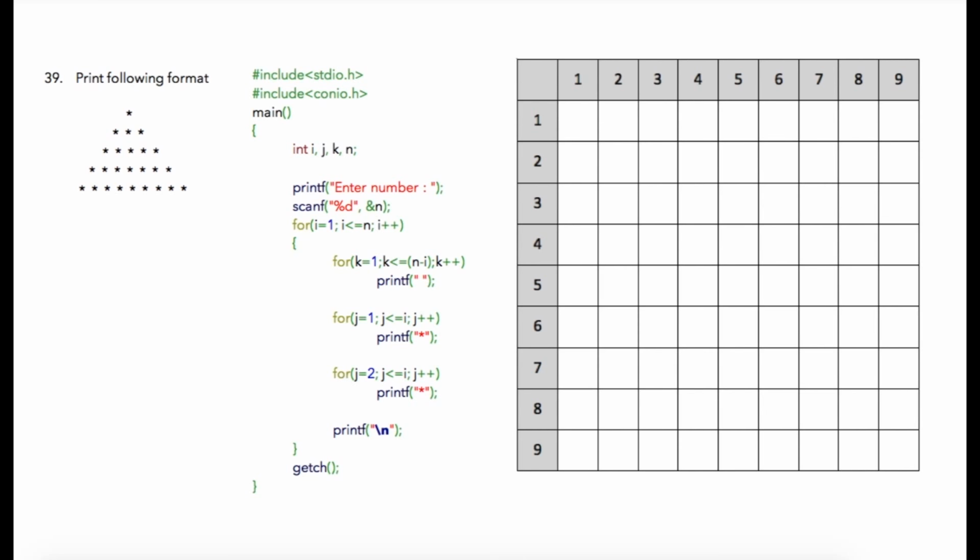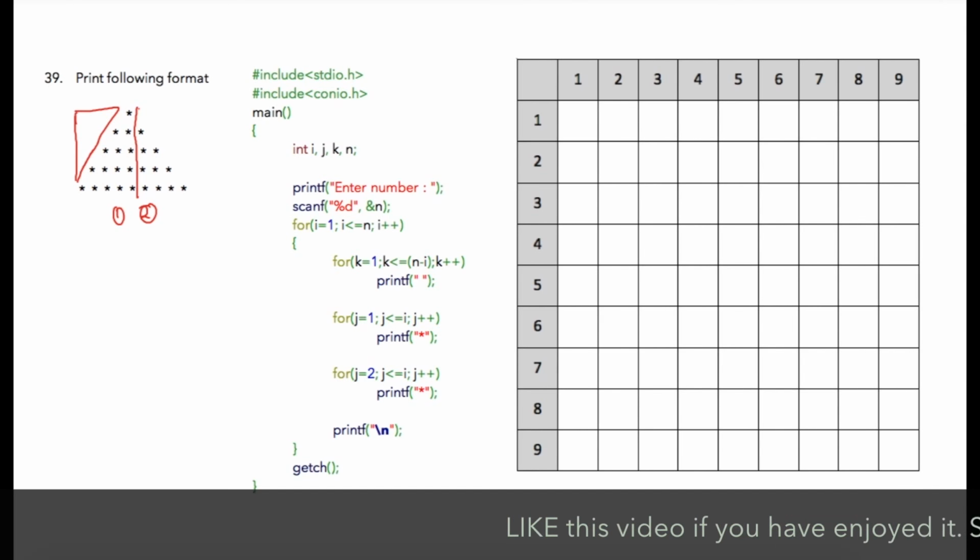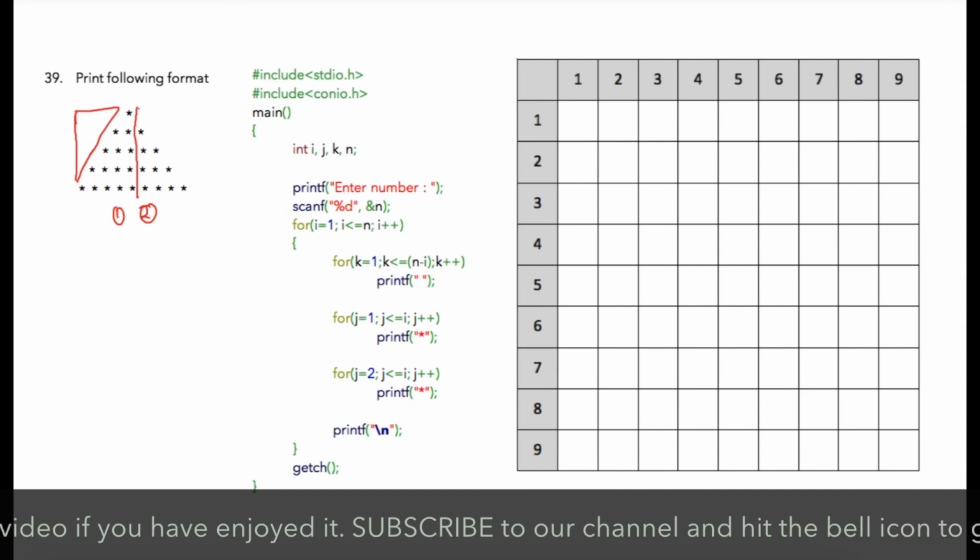In the 39th program, we are required to print this format. Notice that this half pattern we have already seen in the previous video. So this is one part and this is the second part. There is one more part which is required for printing spaces. Hence, for writing this program, we will require 4 loops.